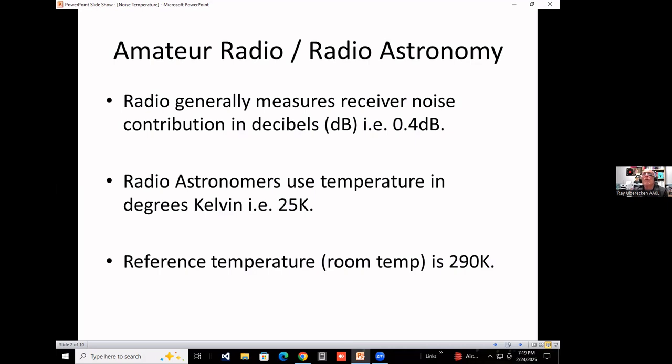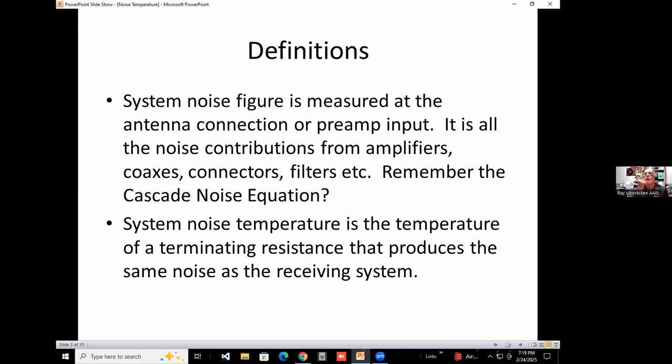So that's the reference. Now we'll go on into calculations. First of all, I'll define it a little bit. The system noise figure is measured at the antenna connections or preamp input. It's the noise contributions from the amplifiers, coax, connectors, filters, etc. And remember, last time the cascade noise equation works into that, because you have to pretty much figure out all of your gains and all of the losses in your whole receiving system to come up with a final number. System noise temperature is the temperature of a terminating resistance that produces the same noise as the receiving system.